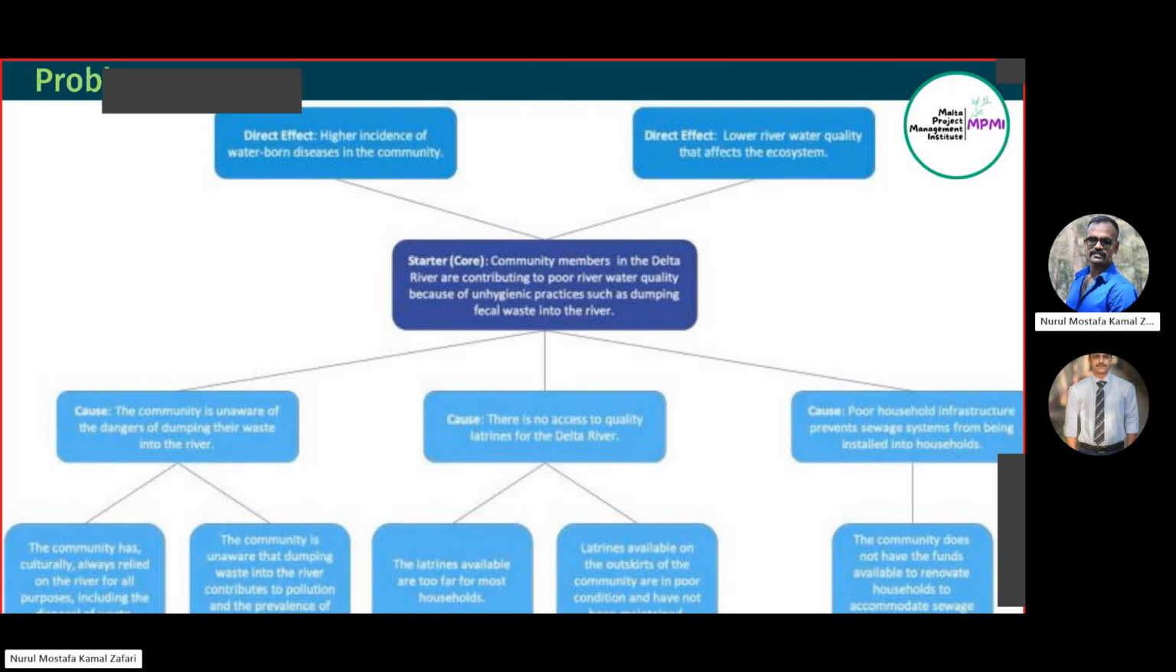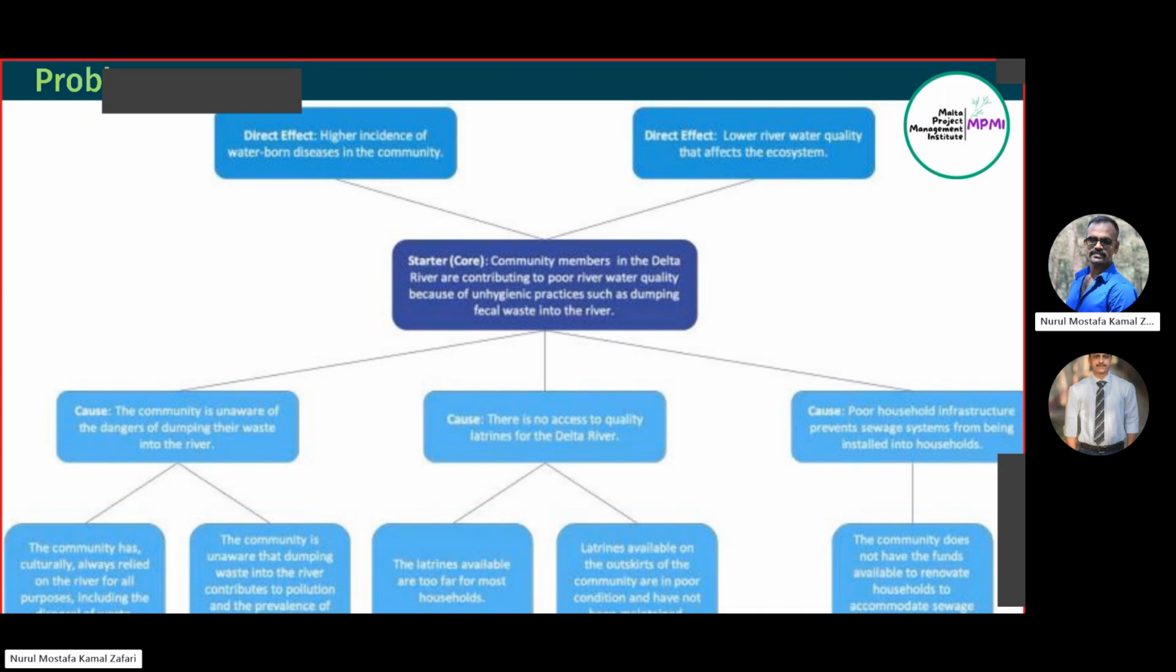There is cause number 2, people have limited access to latrines. So the sub-causes are the latrines available are too far for most households. People's latrines are in a distant place, so they cannot avail the opportunity to use them when they need to. And also the available latrines are not well constructed. So these two things are contributing to this cause.